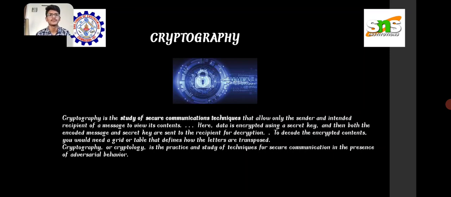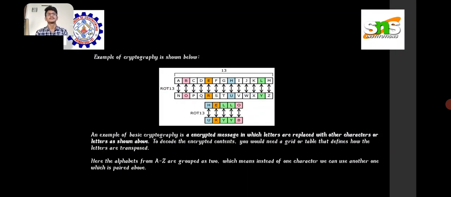Now we are going to see a cryptography example. An example of cryptography is shown below. Here you can see the alphabets are matched in pairs. An example of basic cryptography is an encrypted message in which letters are replaced with other characters or letters as shown above. To decode the encrypted contents, you would need a grid or table that defines how the letters are transposed. Here above you can see that the alphabets from A to Z are grouped as two, which means instead of one character we can use another one which is paired above.